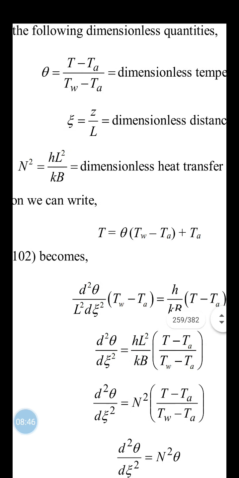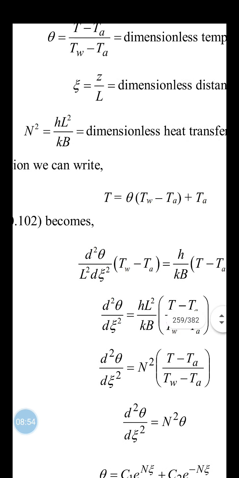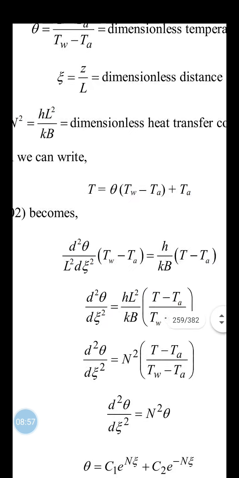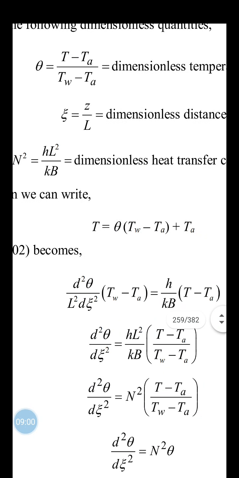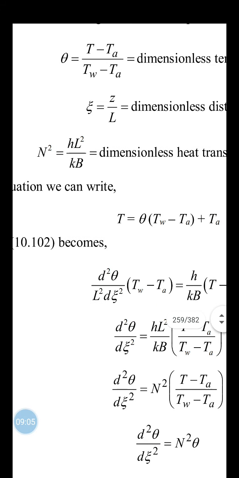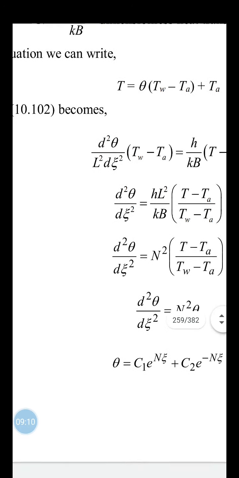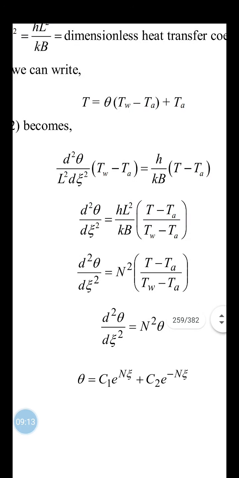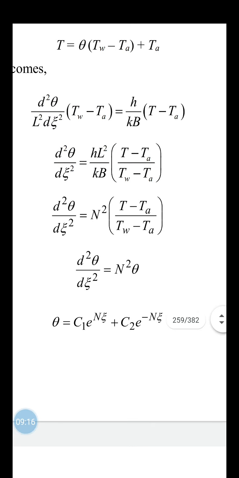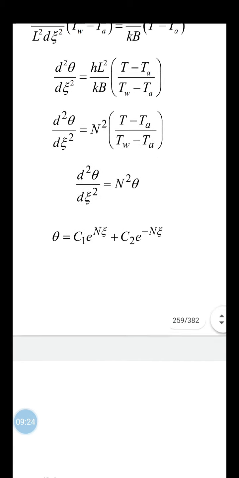Then d square theta by d zeta square: you can take L square to this side, so it is HL square by kb into (T minus Ta) upon (Tw minus Ta). This (T minus Ta) upon (Tw minus Ta) can be written as theta. Is it right? HL square by kb, see here, it is n square. So the right hand side becomes n square into theta, equal to d square theta by d zeta square. By solving this equation, you will get theta is equal to C1 e raised to n zeta plus C2 into e raised to minus n zeta.